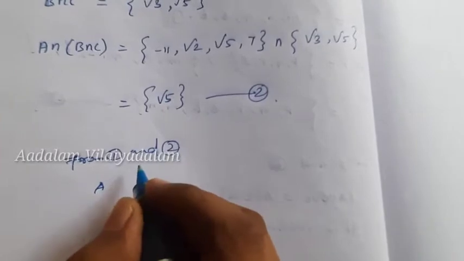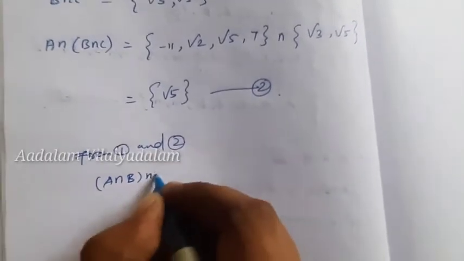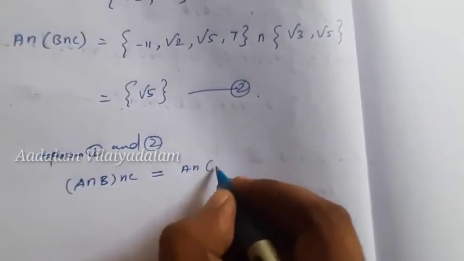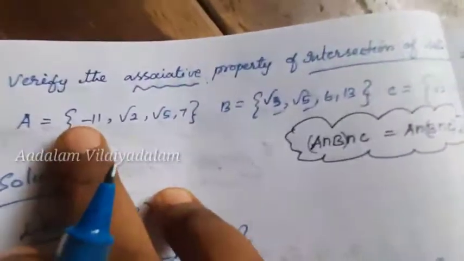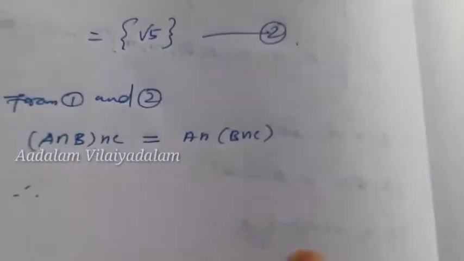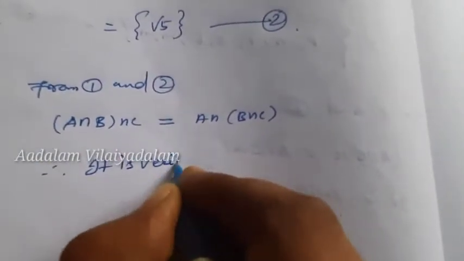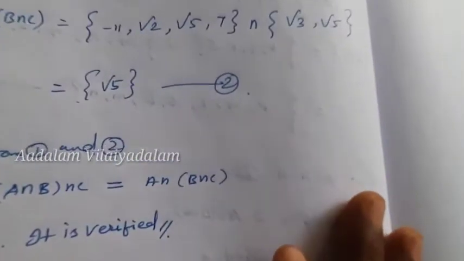Associative property for the intersection of sets is (A intersection B) intersection C is equal to A intersection (B intersection C). So they have asked us to verify this. So we shall conclude that it is verified. Okay, shall we move to the next problem?